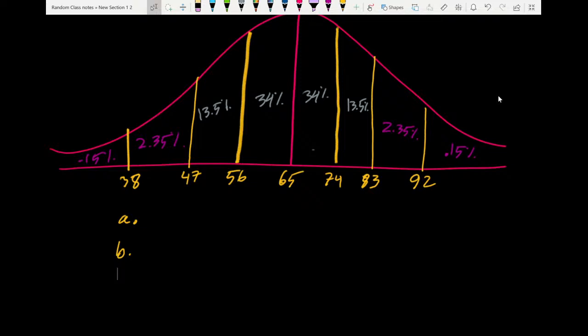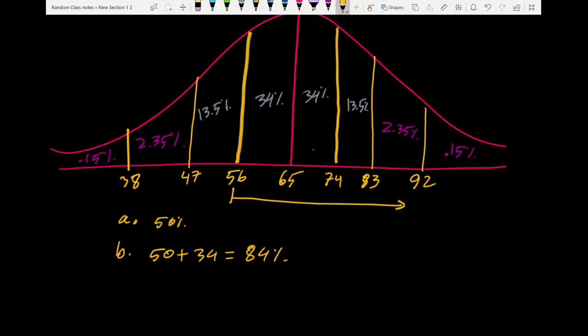Okay, let's do the first one. What percent of the people scored more than 65, which is 50%? So we're looking at the average. B, what percent scored above 56? So we're looking at this. So 50 plus 34, which is 84%.